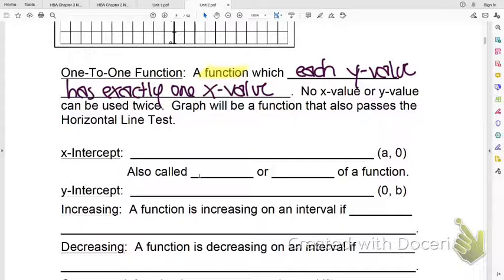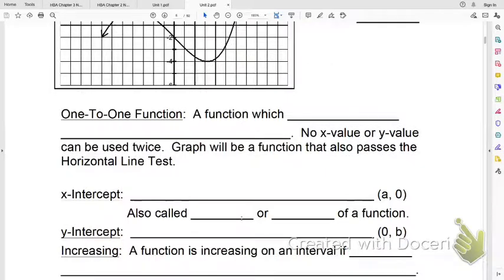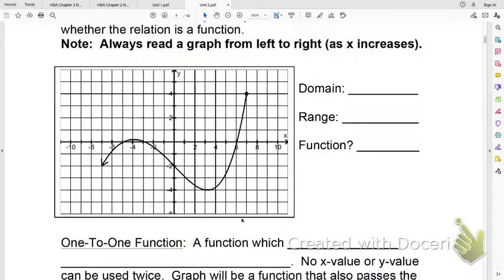So a function has to pass something called the horizontal line test. It works the same as the vertical line test. So if we went through the previous graph we said passed the vertical line test, so it was a function. Let's look up at that graph again. Would this graph pass the horizontal line test? No, because I could draw a horizontal line, let's just say here, and go through 3 different points. So that's not considered a one-to-one function because that y value of -1 is used in 3 different places on my graph. And that's not okay for a one-to-one function.